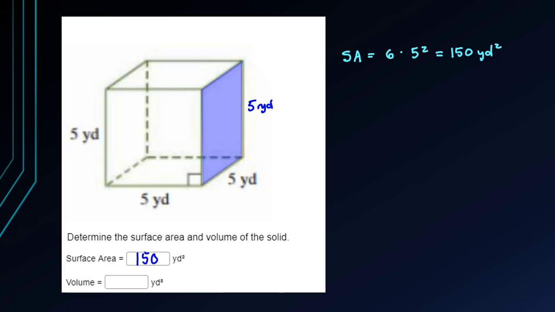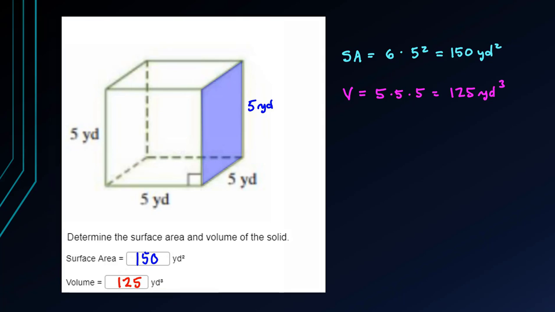As far as the volume goes, the formula that you're given is length times width times height, which are all the same, or you could look at it as being a cube and just do s cubed. I did 5 times 5 times 5, which is 125 cubic yards.